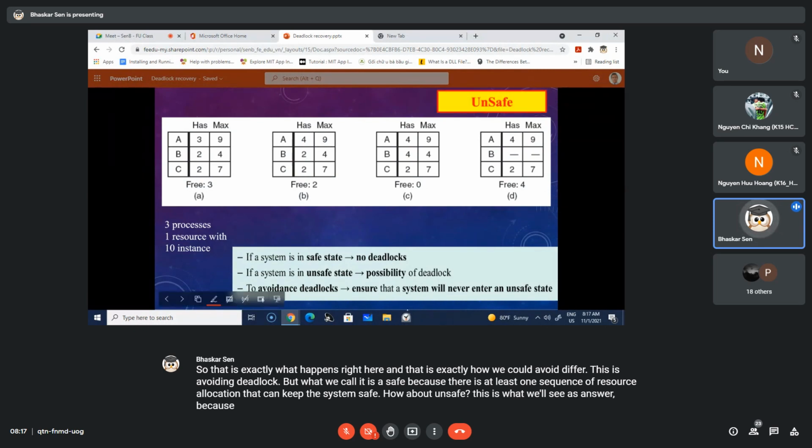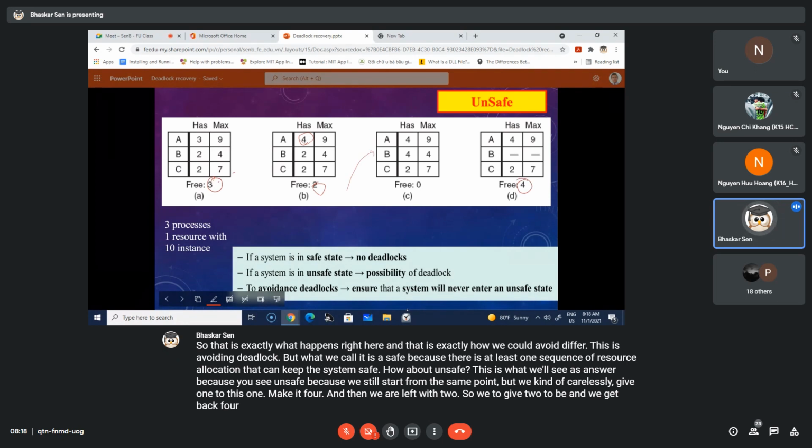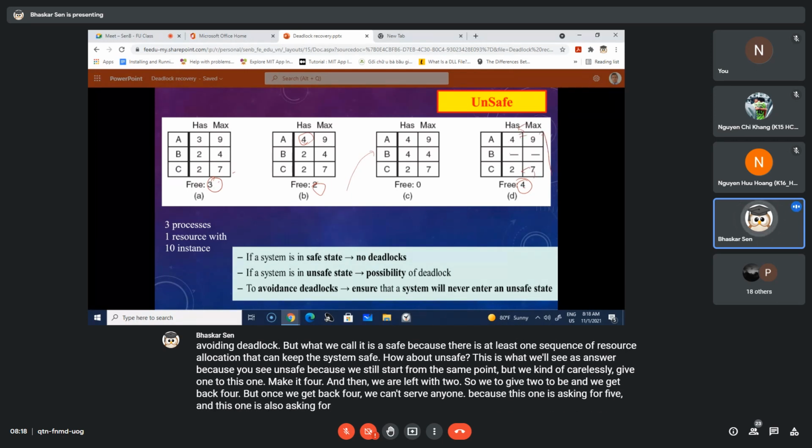Because you see, unsafe because we still start from the same point, but we kind of carelessly give 1 to this one, make it 4. And then we are left with 2, so we give 2 to B, and we get back 4. But once we get back 4, we can't serve anyone. Because this one is asking for 5, and this one is also asking for 5. So these two are not yet a deadlock, but we call it unsafe.